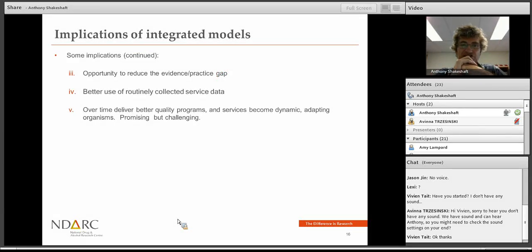We know in research that there's this gap between what we've already demonstrated with evidence and what actually happens in practice. That's absolutely not specific to Indigenous health. That's true across the board. So I think better partnerships will reduce that gap. If we can be generating evidence at the same time as delivering services, that gap will disappear. Making better use of data that's already collected: people who provide services collect all sorts of data on people as they come into programs, and we just don't use it very well. These partnerships are an opportunity to make better use of those data.